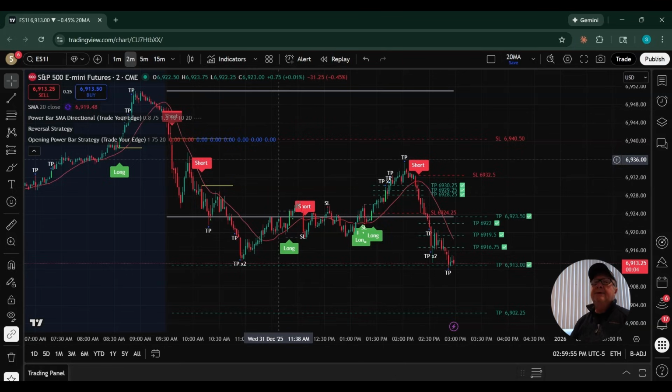I hope this helped explain a little more about the power bar strategy, showing again how it works on futures markets, as well as on the Qs, as well as on, again, anything that has volume and has movement.